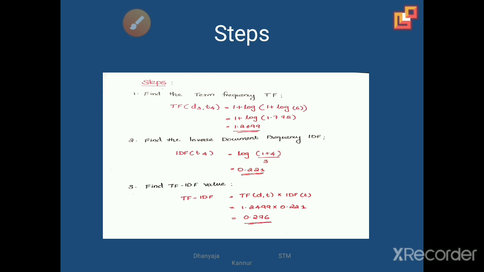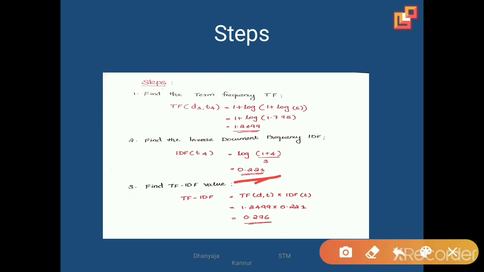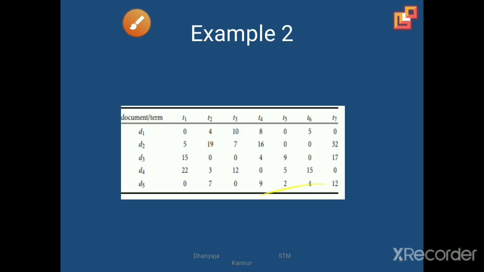So, log of 1 plus 4 by 3, right. After substituting the value, you will get the result as 0.221. After that, find the TF and IDF value. For finding the TF and IDF value, you have to multiply TF of D3 T4 into IDF of T4. So the previous values were 1.2499 and 0.221. After substituting this, you will get the result like this. Okay, hope all of you understood this question. Now, we will move on to another example.